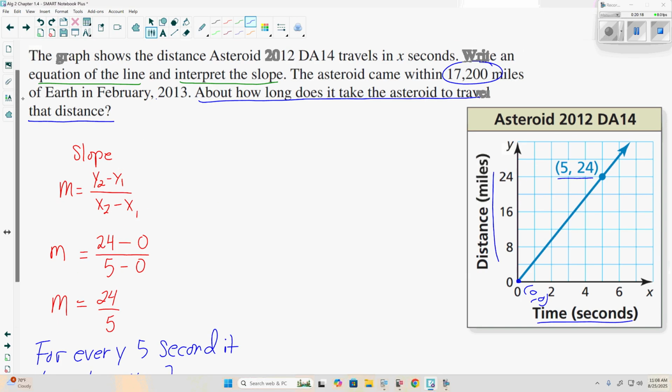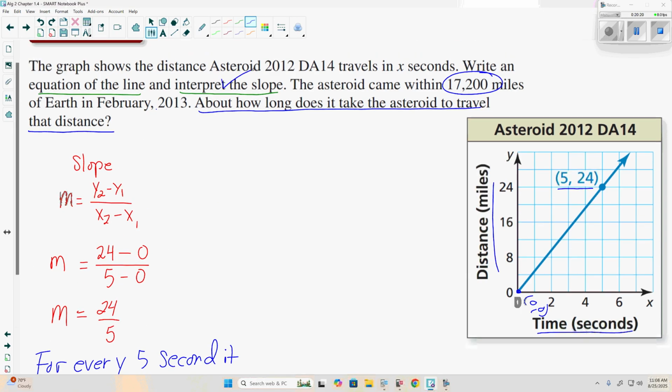We will eventually, because at this point, we've interpreted the slope, yes? We still have to find the equation of the line and then see how long it takes it to travel 17,200 miles. So there's 3 parts to it. We got interpreting the slope done. But for us to figure out the time, we do need the equation. Okay?